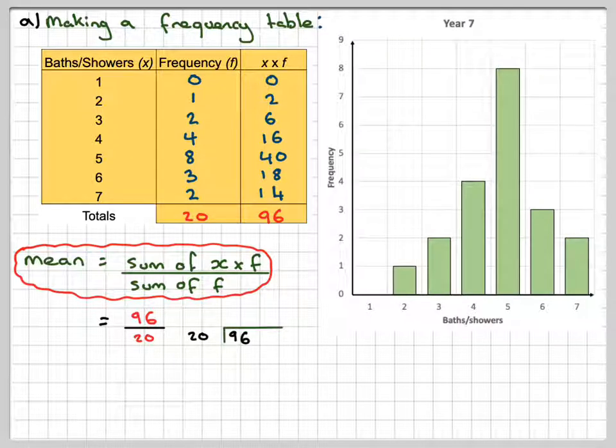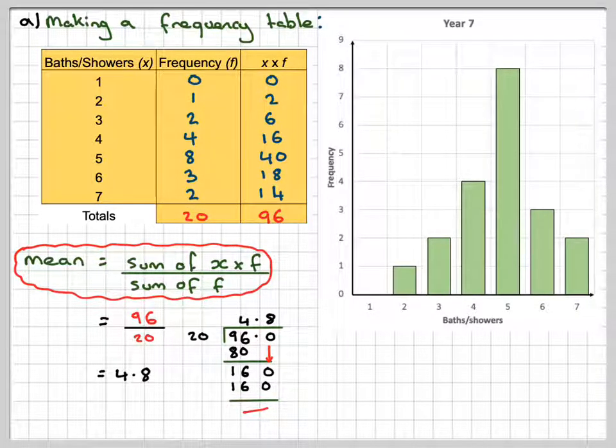So doing a bit of long division. 20 into 96 goes 4 times. 4 times 20 is 80. Doing a subtraction, we get 16. We now add in a decimal point, so the decimal point goes directly above. We add in a 0, and that now moves down here. 20 into 160 is 8. 8 times 20 is 160, no remainder. So the mean is 4.8. You should now check that your mean is between the lowest value and the highest value, which it is. So it seems to make sense.